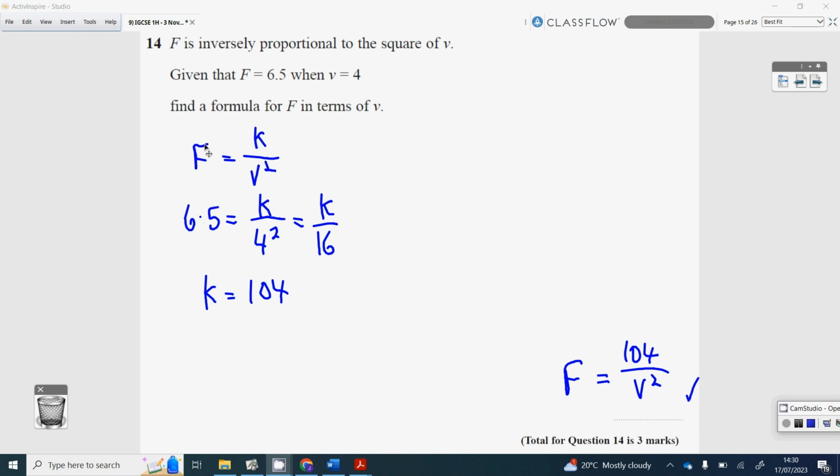F is 6.5, v is 4. So 6.5 equals k over 4 squared, which is obviously k over 16. So to make k the subject, how do you undo dividing by 16? Multiply both sides by 16, so k is 104. So now we've got our final formula, replacing k with what we know k is. F now equals 104 over v squared.